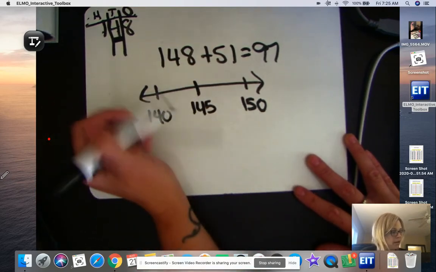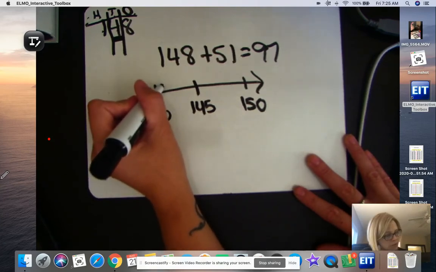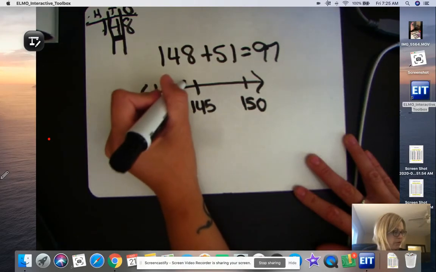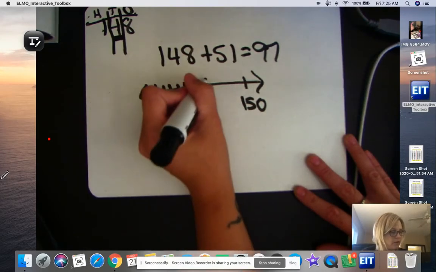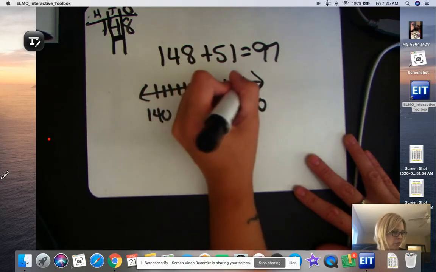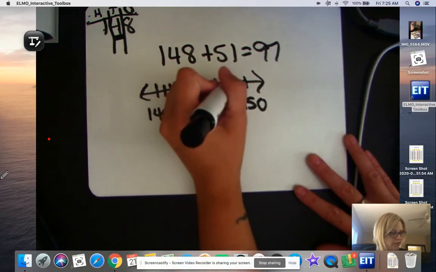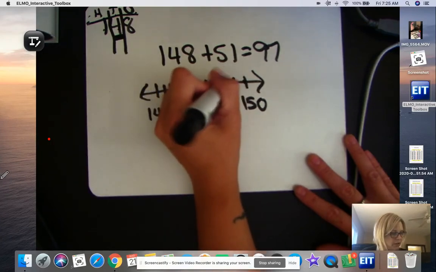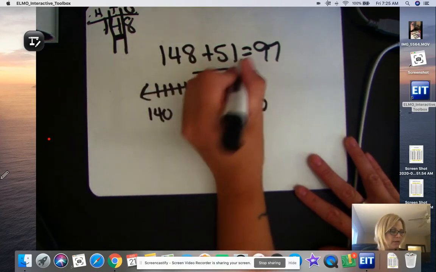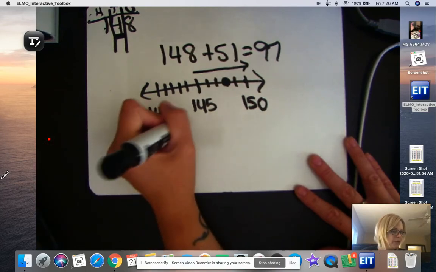And I'm going to make my ones: lines 141, 142, 143, 144, 145, 146, 147, 148, 149, 150. And I'm looking for 148, which is right here. It is to the right of my 145, so I'm going to round up to 150.